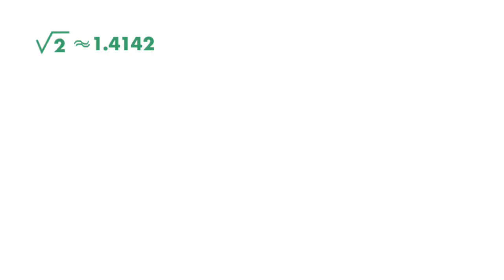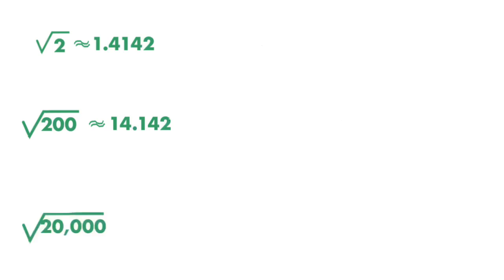Now, we got the square root of 2. So what's the square root of 200? All you do is slide over the decimal point. So it's 14.142. Now, what about radical 20,000?